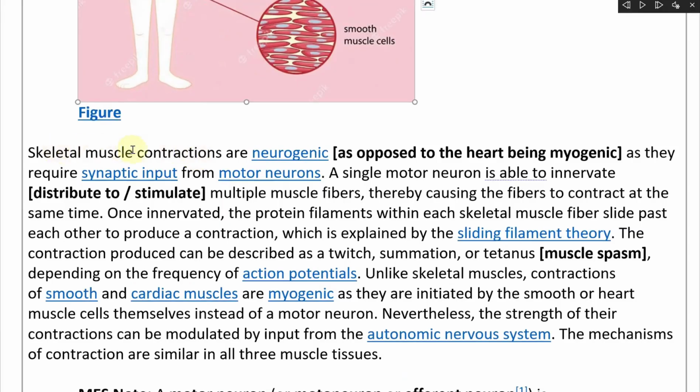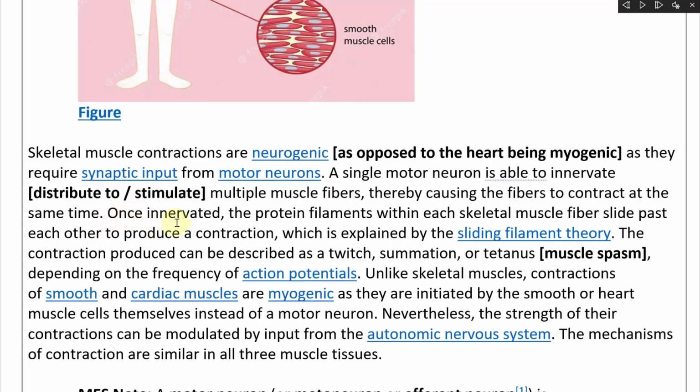All right, let's continue. Skeletal muscle contractions are neurogenic, as opposed to the heart being myogenic. Myogenic is the rhythmic beating that does not require neural input. It just keeps beating from the muscle contractions themselves. Neurogenic muscle contractions require synaptic input from motor neurons. A single motor neuron is able to innervate, or stimulate, multiple muscle fibers, thereby causing the fibers to contract at the same time, such as flexing your biceps.